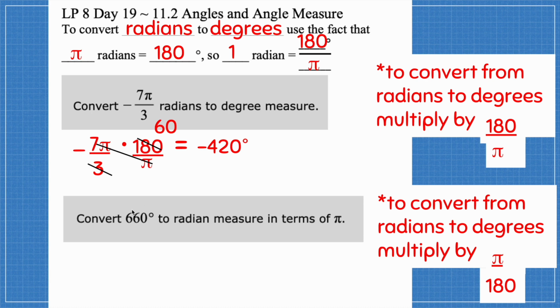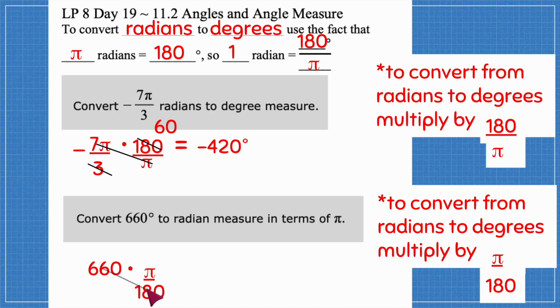All right, so now we're going to convert from 660 degrees to radian measure in terms of pi. If we want to convert from radians to degrees, that should be backwards, degrees to radians, we're going to multiply by the reciprocal, pi over 180. So I apologize, this should say degrees to radians. We're still going to multiply, we're just going to multiply by the reciprocal, which would be the same thing as saying we're going to divide by 180 over pi. We just skipped that reciprocal step and went straight to multiply by the reciprocal.